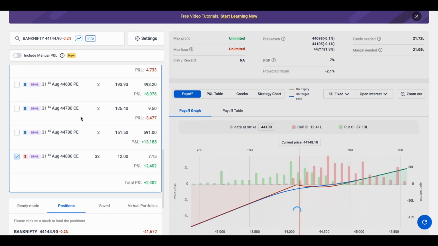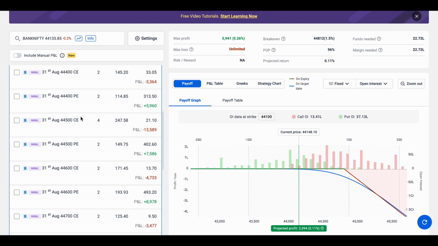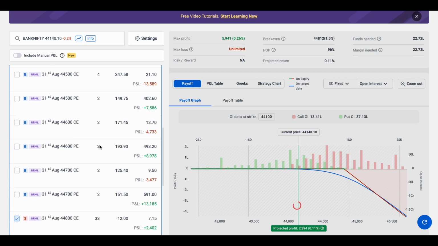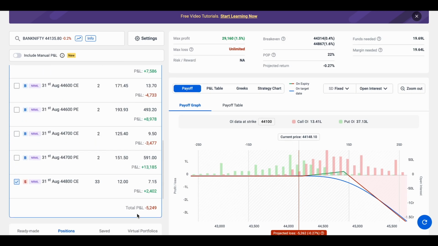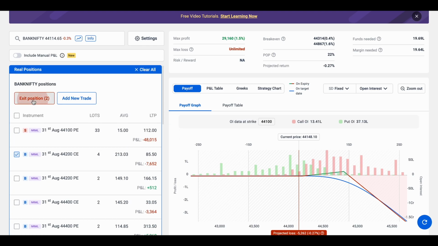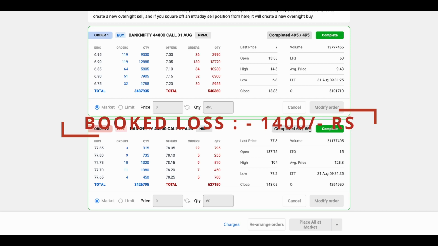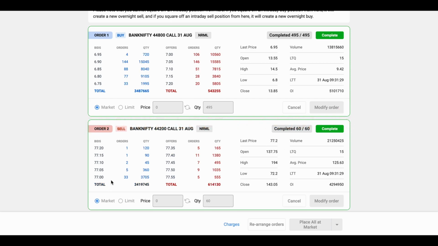I'm going to square off this call sell position, as well as sell the oldest call buy, which is this one, the 44,200 call. So let's square off these two positions, and after squaring off, I'm making around 5,250 rupees loss. So let's do this and exit the positions. Actually, by mistake I exited two lots, but I had to exit only one lot. So I'm going to buy again, and I completed all the sell positions.